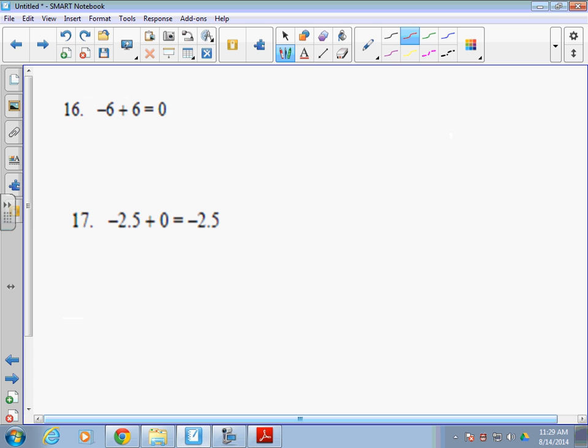16 says negative 6 plus 6 is equal to 0. Negative 6 is using the inverse operation of minus 6, so it's plus 6, and it's becoming 0. This is called the inverse property, and this is of addition because we're dealing with addition.